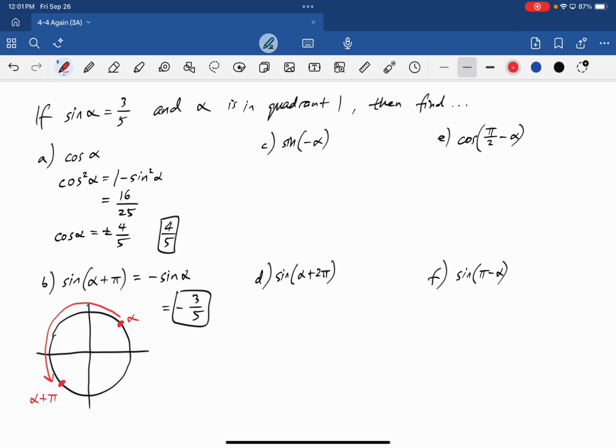Okay, so x and y both flip. Okay, good. So that tells us that cosine also flips, right? So if your question was cosine of alpha plus pi, then that's equal to negative cosine of alpha as well.